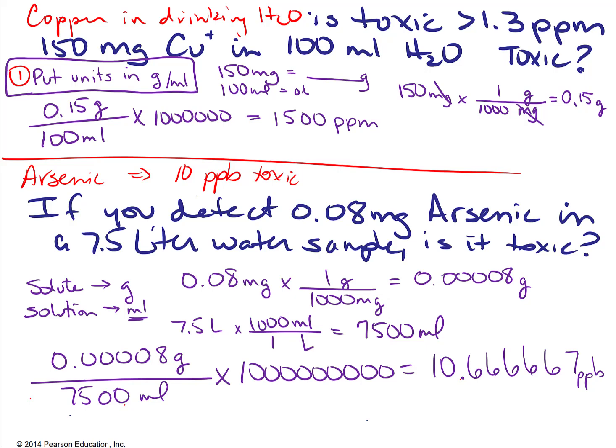That's what I got. I got more 6s than that, but that's enough 6s. Okay, so in this one, is this toxic? Why? So I got 10.666667 parts per billion. Yeah, so anything over 10 is toxic. The limit is 10 parts per billion. Anything greater than that would be considered toxic. Anything less would be considered safe. It's greater than 10.